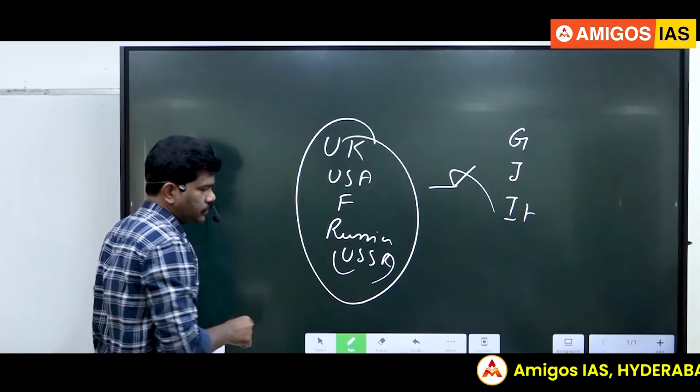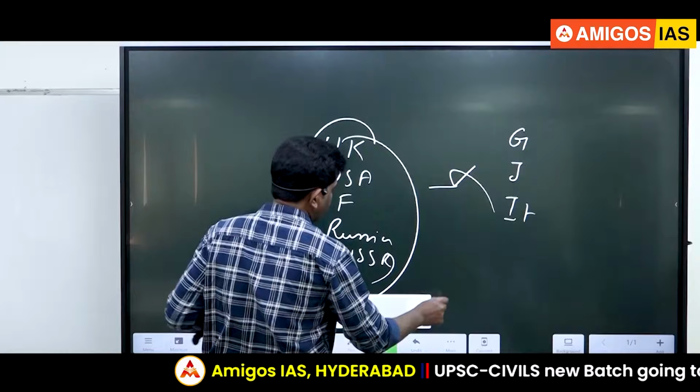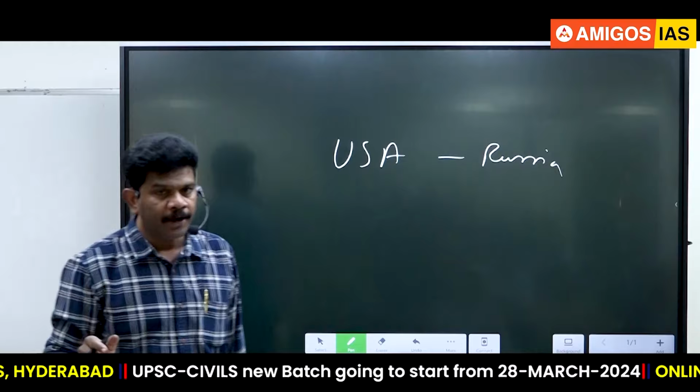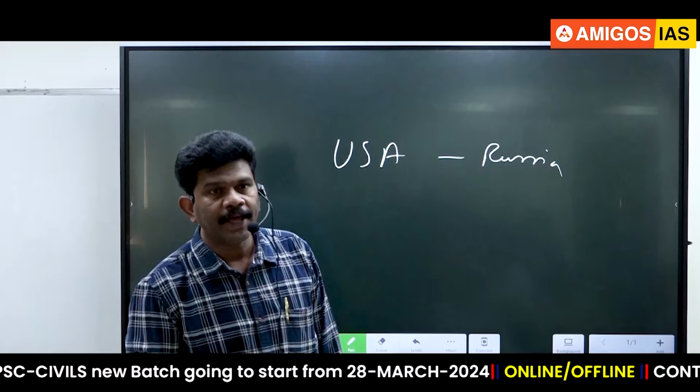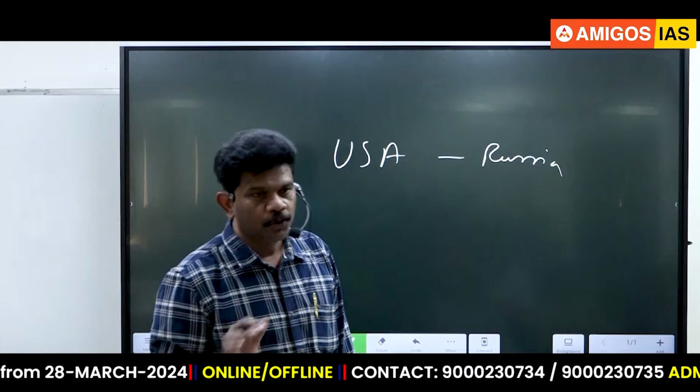And after this Second World War, it was apparently clear that these allied countries are going to fall apart. That means there is going to be a conflict between USA and Russia. Till the Second World War, who was the superpower in the world? UK was the superpower. British were the superpowers in the world till the Second World War. After the Second World War, there was a doubt whether UK was still the superpower or not.